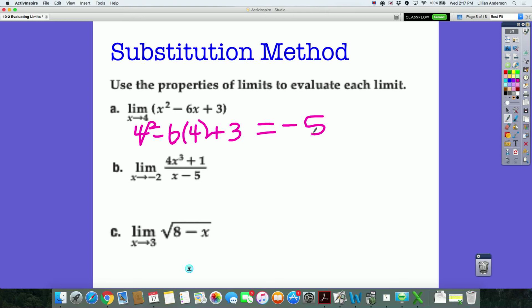You would get that same number if you were to type it into your calculator, graph it, look at the graph, or look at the table. But that's a lot easier than trying to go through, type it in, try to see, okay, is that negative 5? Or even typing in numbers to determine.